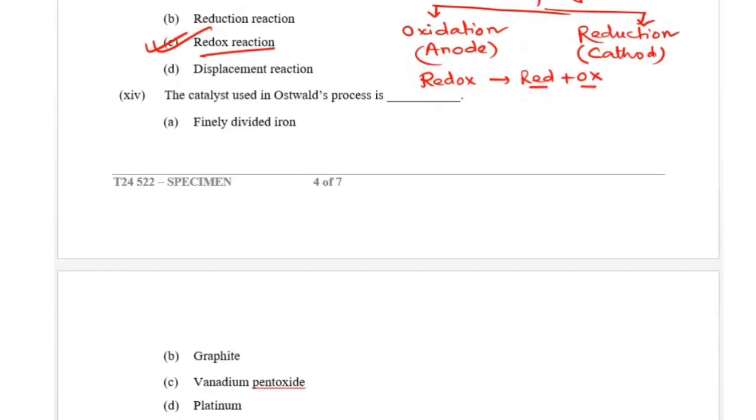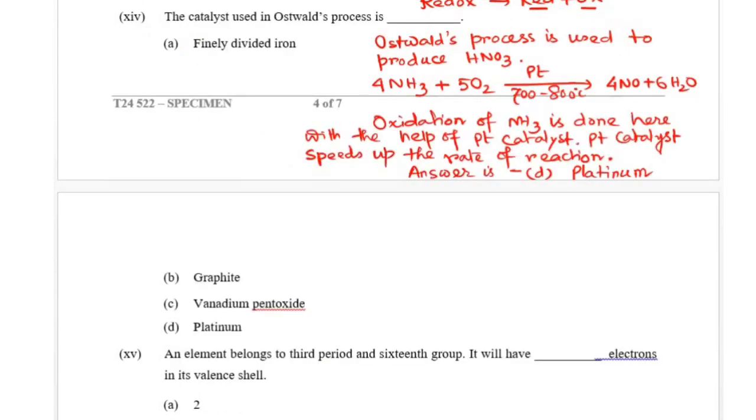Now the last question of the 15 MCQs. No, it is question number 14. The catalyst used in the Ostwald process is, here are four options: finely divided iron, graphite, vanadium pentoxide, platinum. The right answer is option D, platinum. The Ostwald process is used to produce nitric acid. Here the reaction is given where ammonia is oxidized with the help of oxygen, and the platinum catalyst speeds up the rate of reaction. So the right answer is option D, platinum.